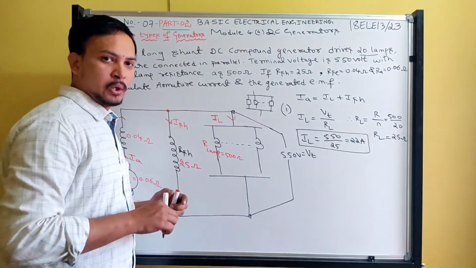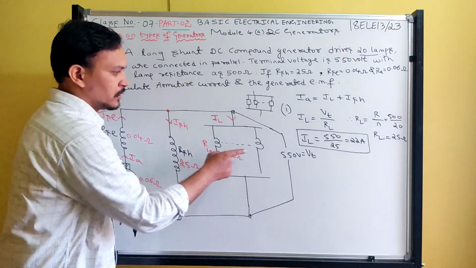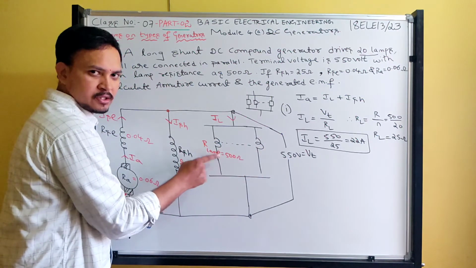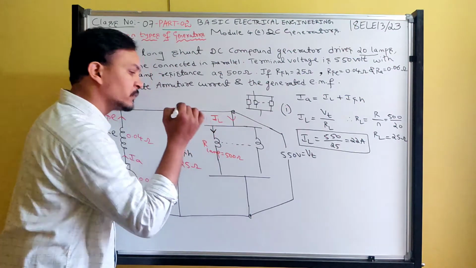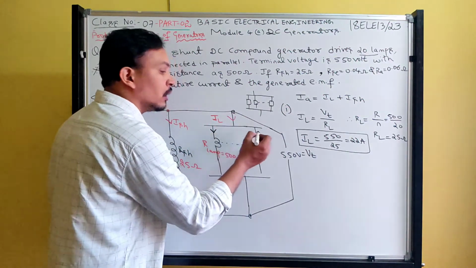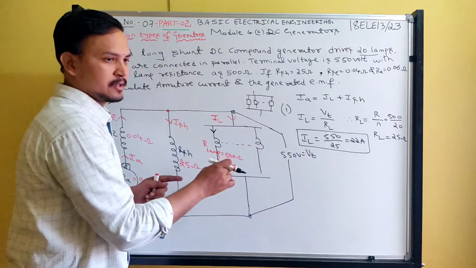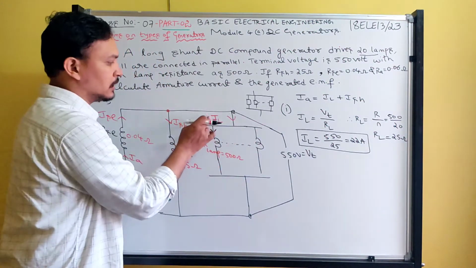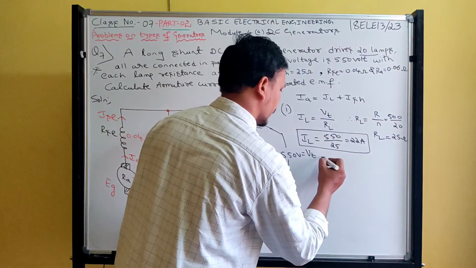What will other students do? They take this voltage divided by the resistance of one lamp, Vt by R, to find the current in one lamp. Like that, they calculate the current in all the lamps. In parallel, the supply current is the sum of all the currents. Adding these currents gives the load current. That is also correct, and I am doing that method now.